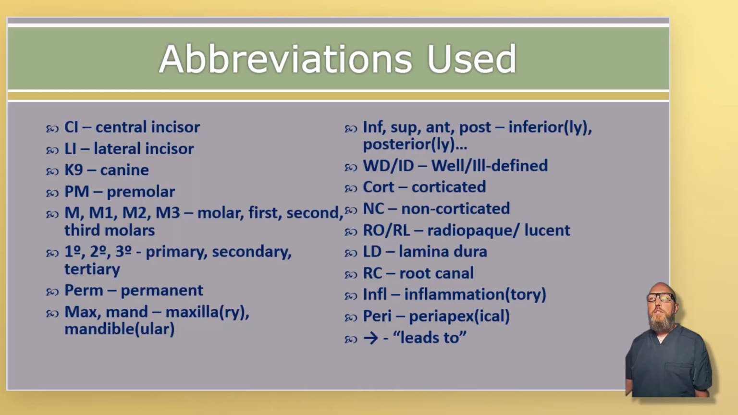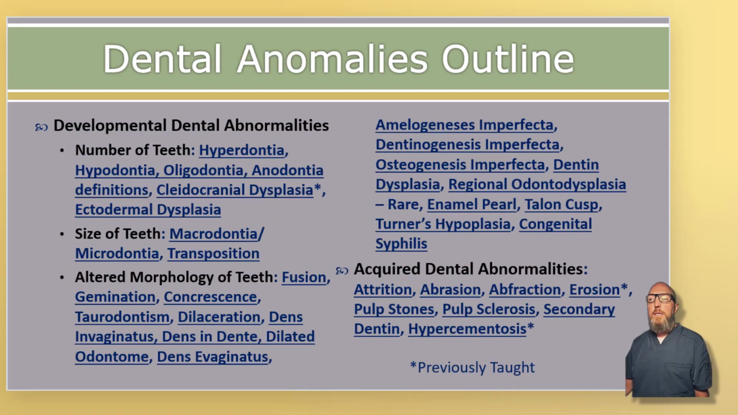These are abbreviations used. If you look in your study guide, you also appreciate that I have a more thorough list of abbreviations so you can refer to that. As I said, these are just the dental anomalies, and there's a lot of them. And so I do go pretty quickly. I feel like dentists get pretty good at identifying these. A lot of it is just kind of identifying things that look altered with the teeth.